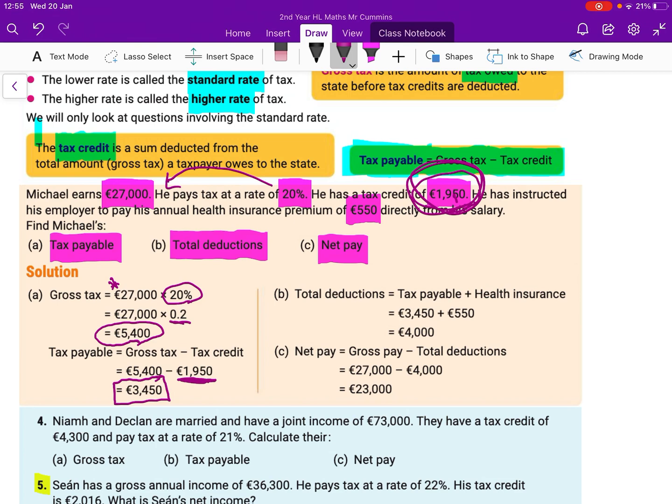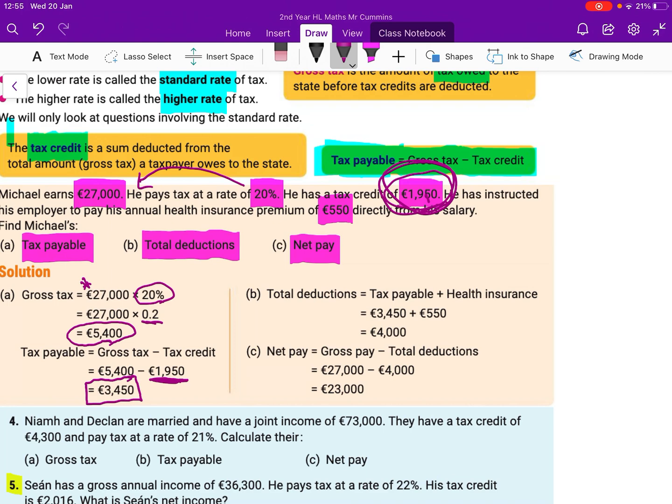So his total deductions, well, if you take his 27,000 euros, he's going to have to pay the 3,450 in tax, statutory, but he also has this non-statutory health insurance of 550. So the actual amount coming out of his wages is going to be 4,000 euros. And then we can work out part C, his net pay. Well, he's on 27,000 euros and they're going to take away the 550 and the 3,450, which adds up to 4,000 euros. So 27,000 minus 4,000 euros gives us our final answer of 23,000 euros.